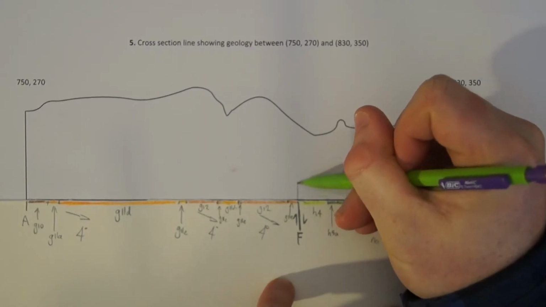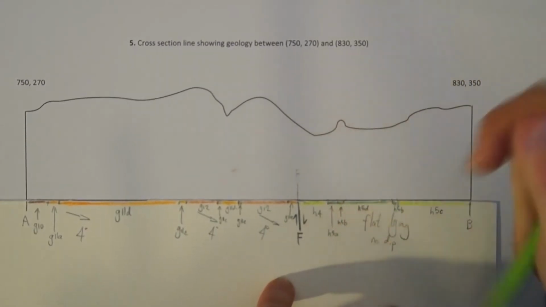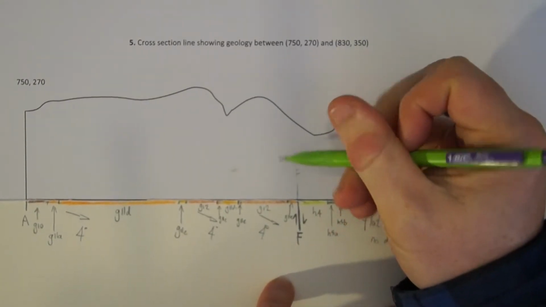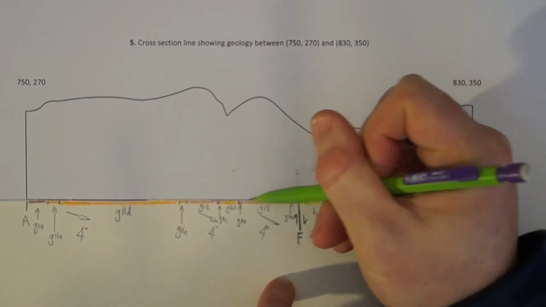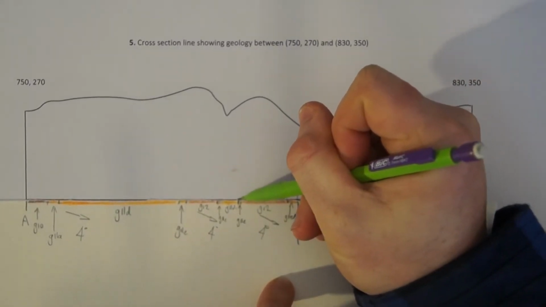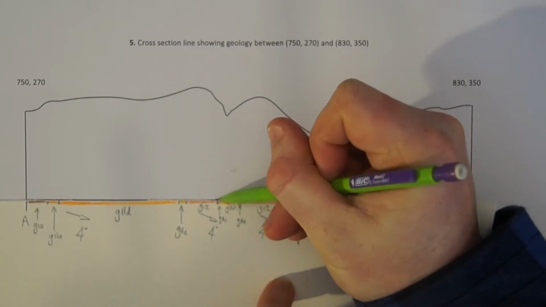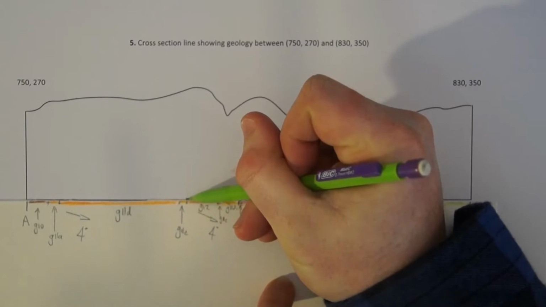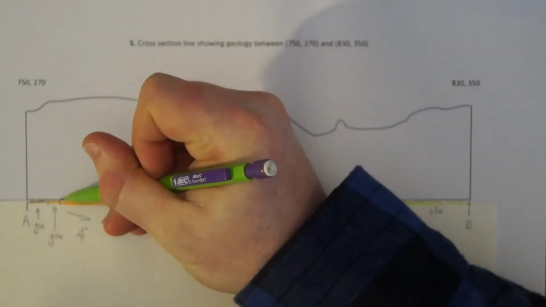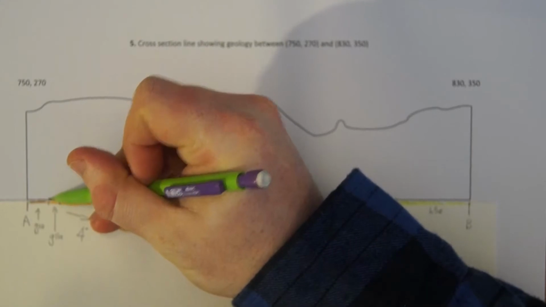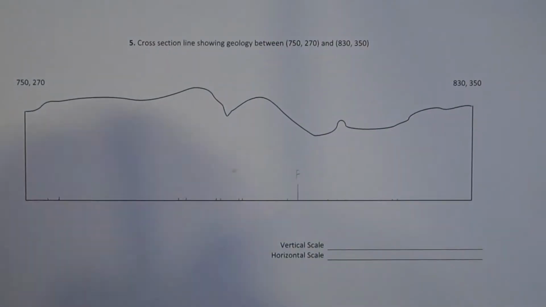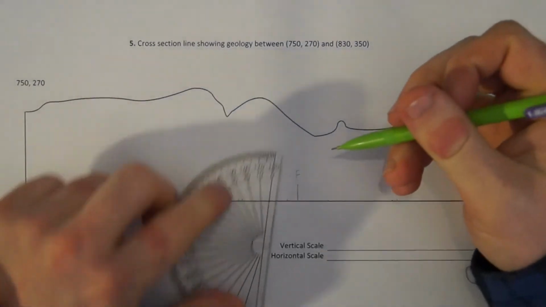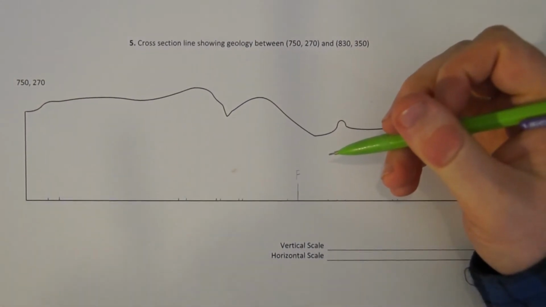So I'm going to count this as F, so I can tell them apart from the stratigraphic contact, and then just mark on all of the others that I cross as I go along my cross section. Okay, there they all are at the bottom, and then what I can do is move all of those vertically upwards so that they hit our cross section.